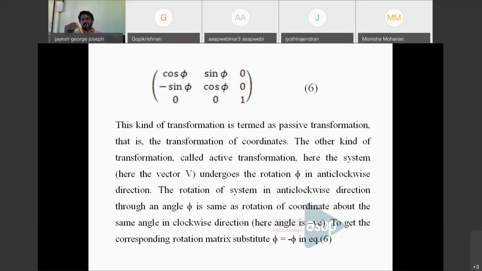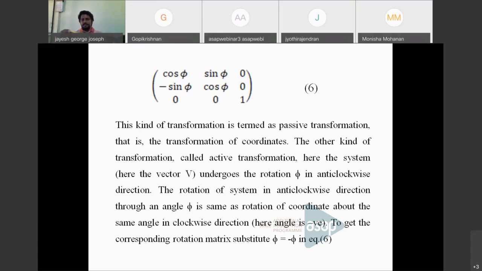There are two kinds of rotations possible. One is that you can rotate this vector itself, and I am rotating it here in the anti-clockwise direction. This is one possibility, and this kind of transformation is termed an active transformation. In the active transformation, the system itself is rotating. In the passive transformation, the system is kept at its position, but the coordinates rotate this way. So if you consider these two cases, here we consider the rotation of the system by an angle phi in the anti-clockwise direction.